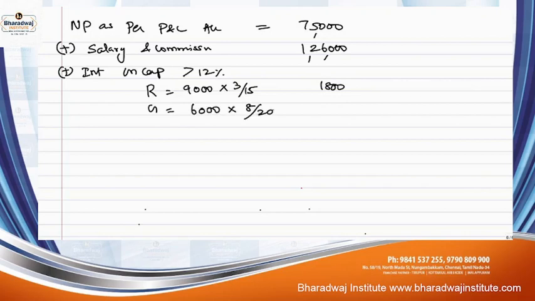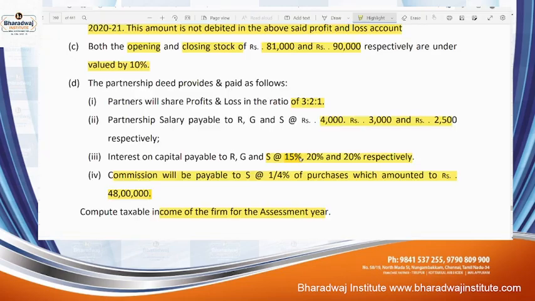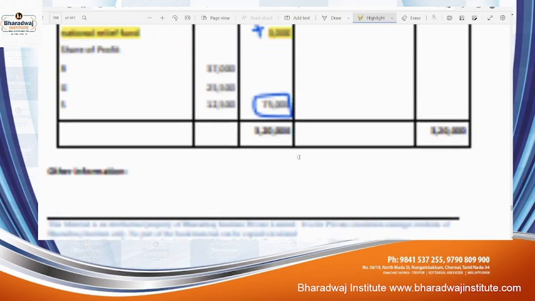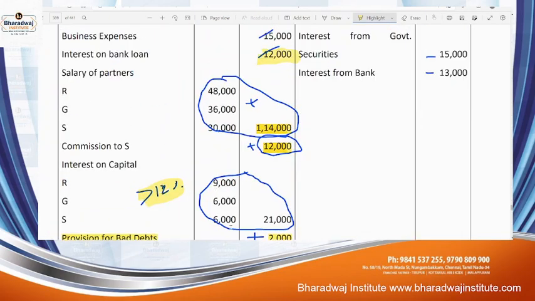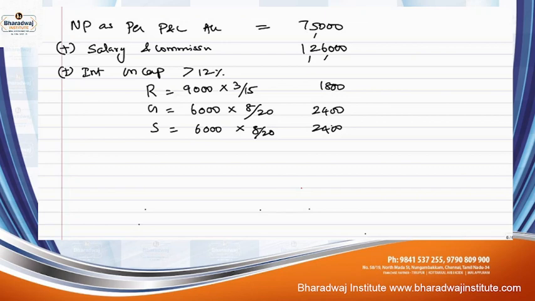3. For G, 6,000 into 8 by 20. Why 8 by 20? When it is 20, more than 12, how much is there? 8. For S also, 6,000 into 8 by 20. Okay, this 9,000, 6,000, 6,000. More than 12% it is disallowed.